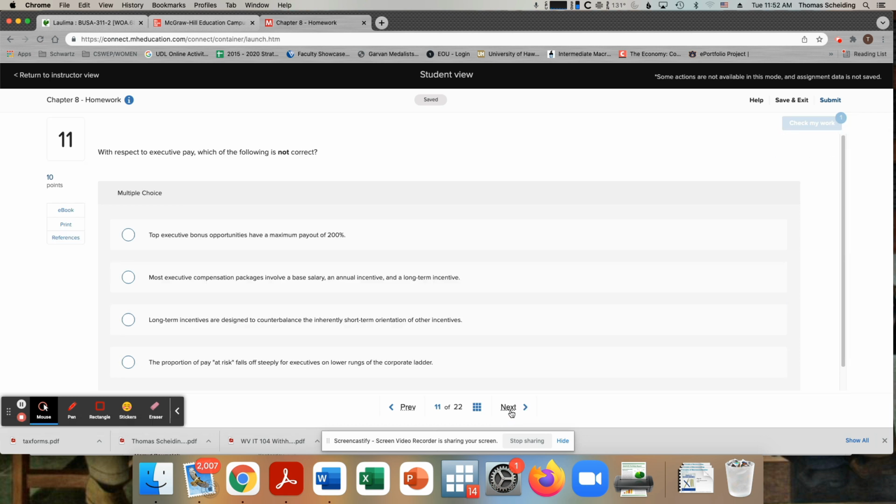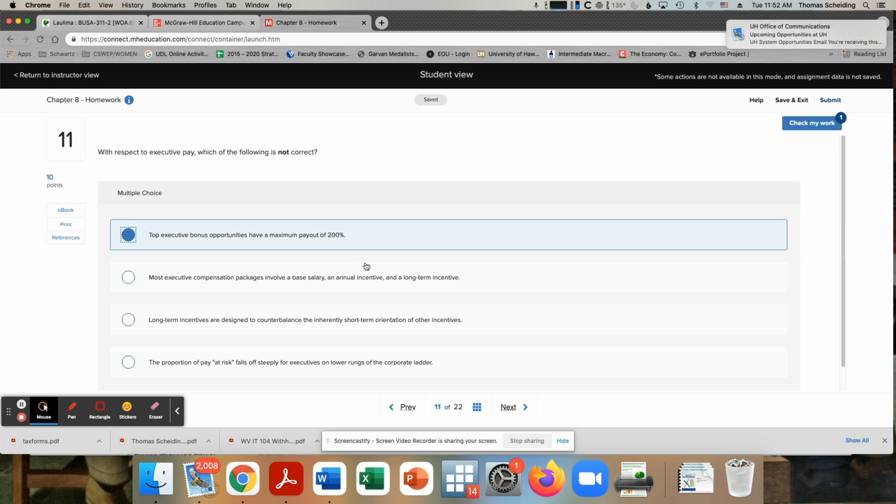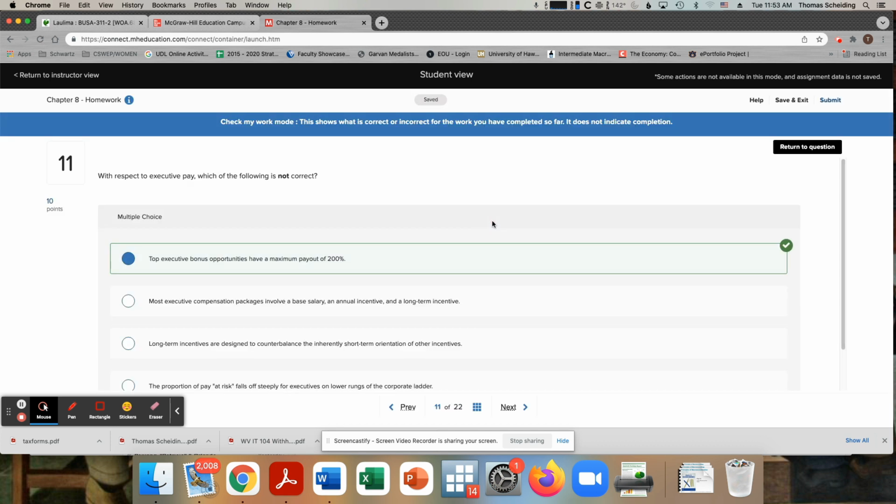With respect to executive pay, which of the following is not correct? I don't even need to read this too closely here. I see a number and I already know it's not true. There are no regulations, guidelines, or laws that dictate executive pay. So I already know what the answer is here. I don't even have to read the rest of these. Once you see a number, you know that that is the incorrect one.